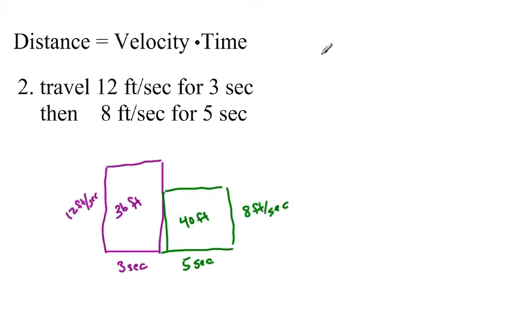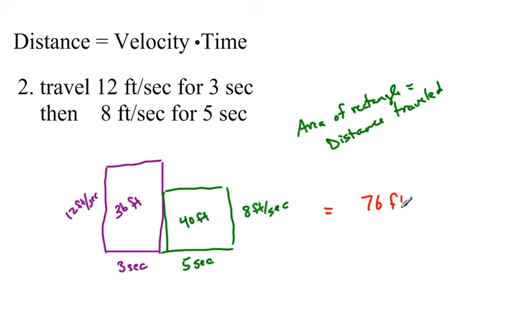And that's going to be really important for what we're doing. So the area of the rectangle equals the distance traveled. And in this case, we've got two different rectangles, and we simply add up the areas to find the total distance traveled, which is going to give us 76 feet for the total distance traveled.